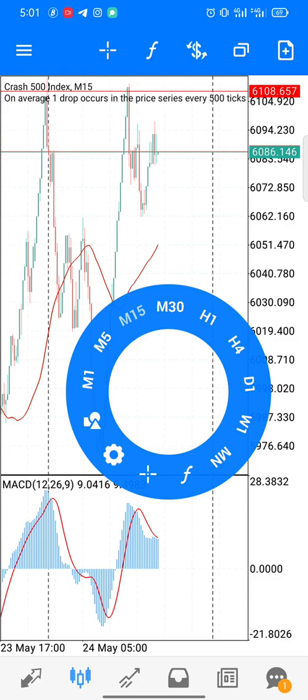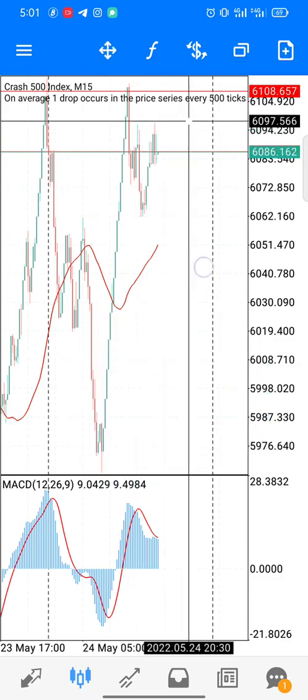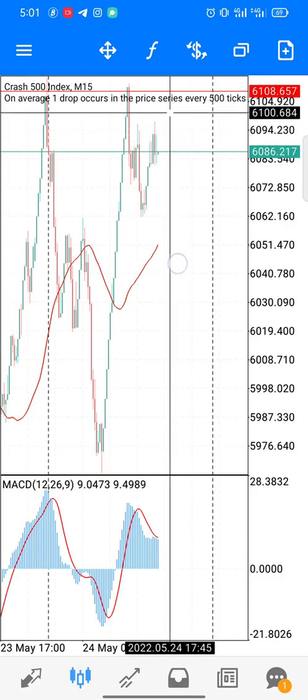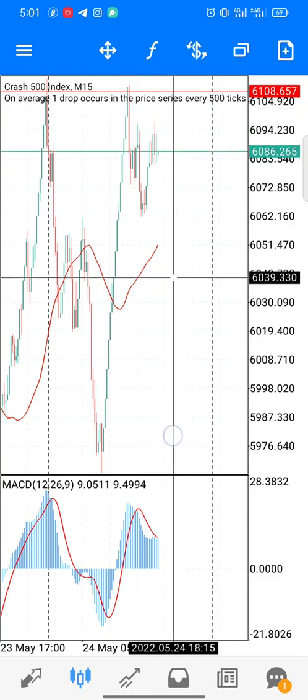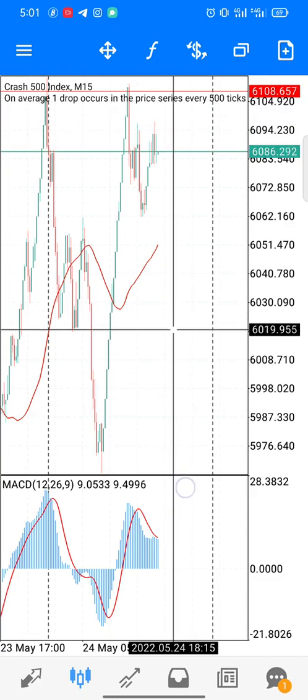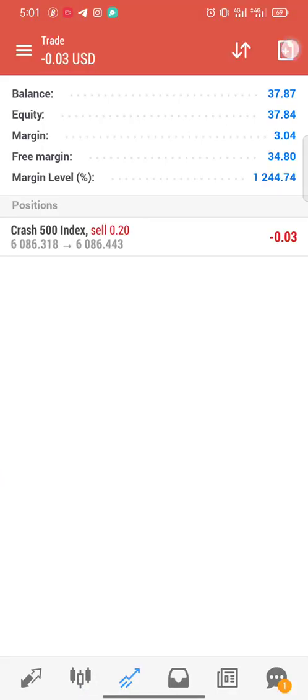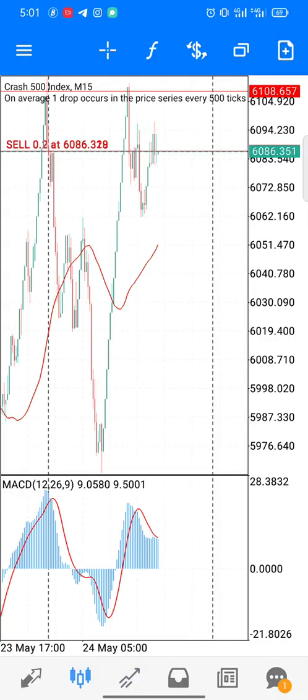So what I'm going to be doing right now for this Crash 500 is to place a sell and a stop loss above this previous week, then expecting the market to move all the way to the downside. Great. So I'm just going to place a sell right now. This is a small account, so I just placed a sell.